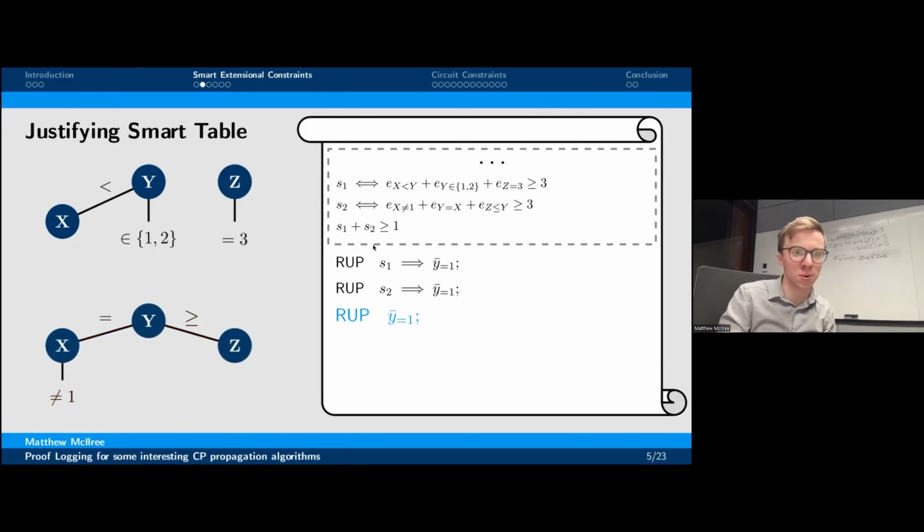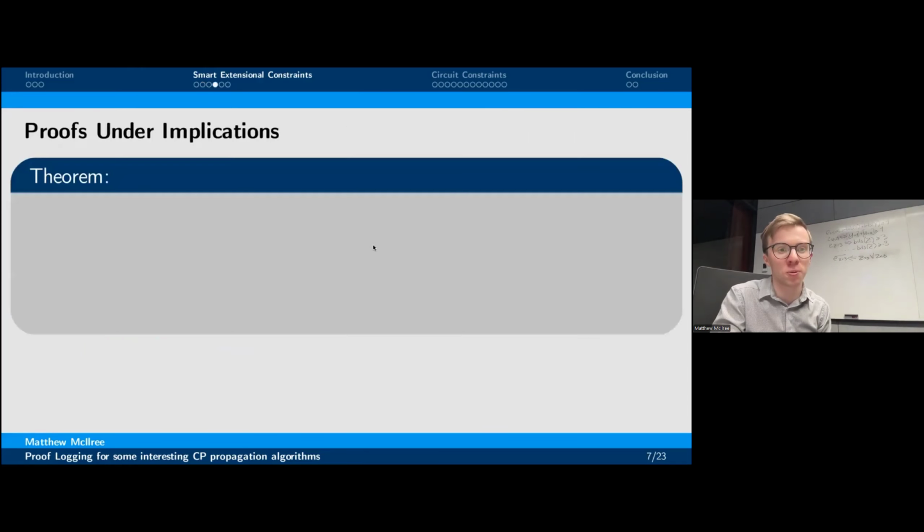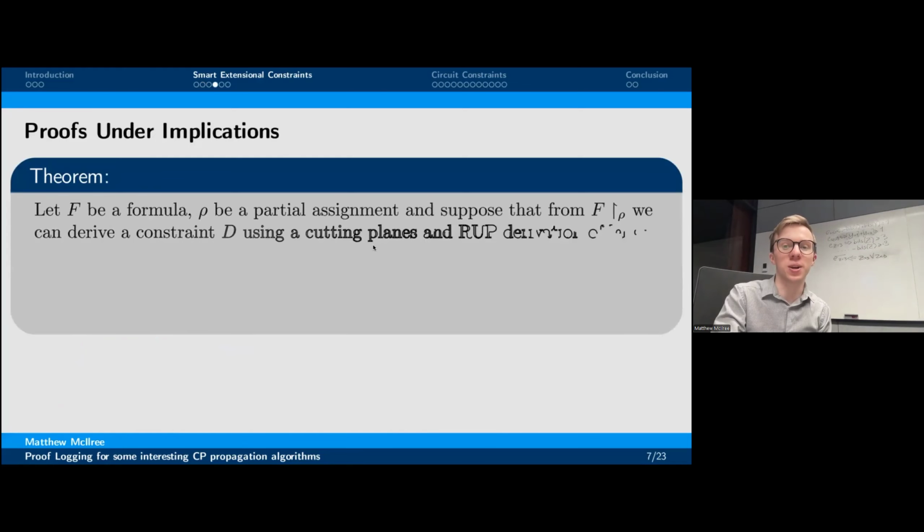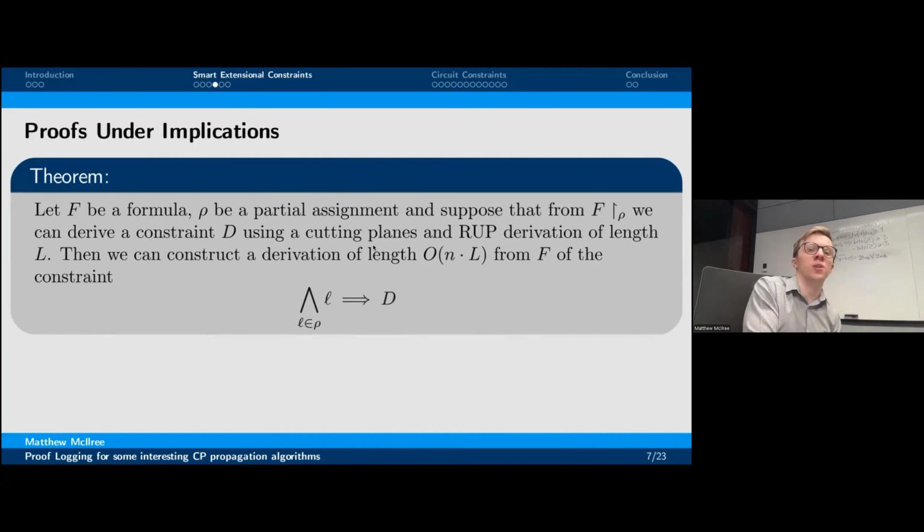When we wrote this paper, I didn't really realize that we were relying on this property of proofs under implications, which has since been written down with a full case-by-case analysis of all the PB rules in excruciating detail. That basically says, if we have a PB formula and a partial assignment, and we can derive a constraint from restricting that formula under this partial assignment, then we can construct a derivation without losing basically any of the length of the derivation of the constraint.